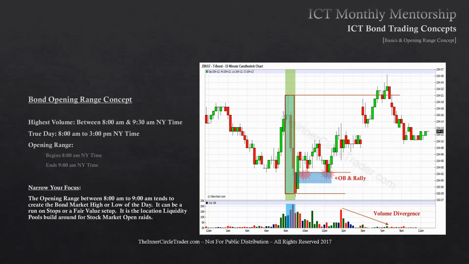So hopefully this has been a good introduction to the bond market and one of the most basic concepts I use when doing analysis on it. In the next lesson, we're going to talk about split session rules.